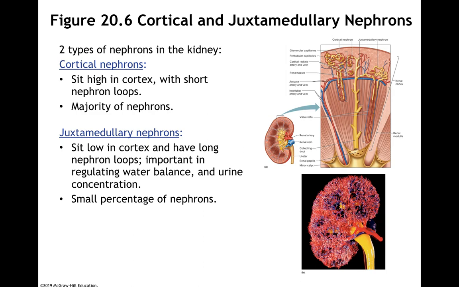The juxtamedullary nephrons are lower in the cortex, and they have very long nephron loops. They're very important in regulating water balance and concentrating urine. They're only a small percentage of the nephrons, but they are an important part of the kidney structure.